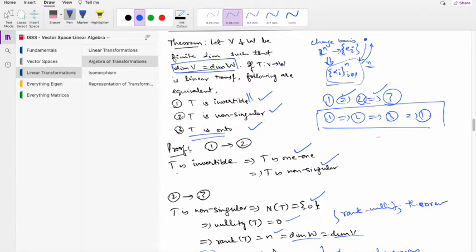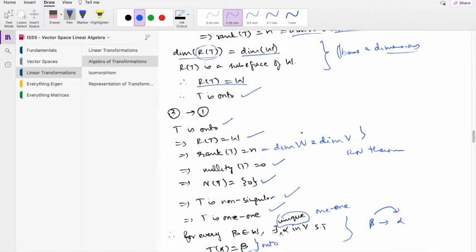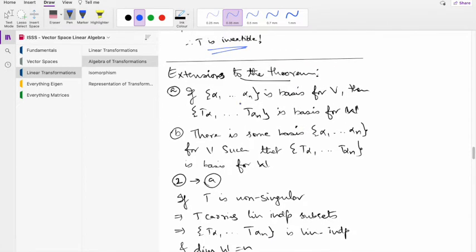The last thing we saw was this theorem which said that if we have V and W such that they are finite dimensional and they have the same dimension, then these three are equivalent: T is invertible, T is non-singular, and T is onto. Right. We proved this stuff. We have some extensions to the theorem.